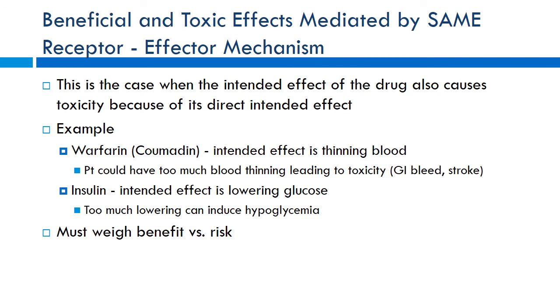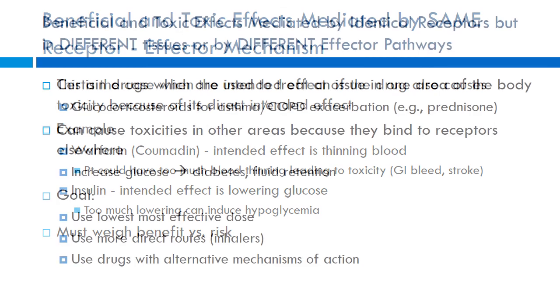Okay? Insulin is another good example where we give insulin to lower blood sugar, but give too much insulin, or they don't eat, and you get hypoglycemia, right? So all through the same effect. And again, you have to weigh the risk versus the benefit and say, well, what's the risk of them developing a hemorrhage compared to the risk of them getting a stroke, or what's the risk of them becoming hypoglycemic versus hyperglycemic, right? So you're always running a risk-benefit analysis there.